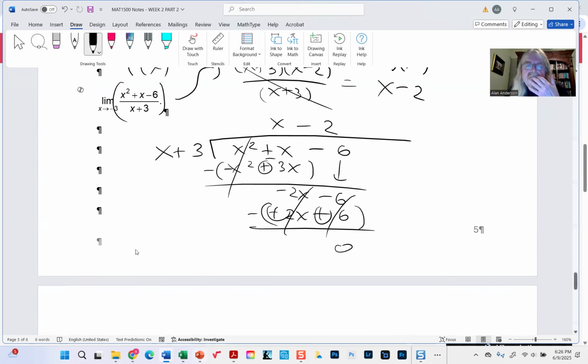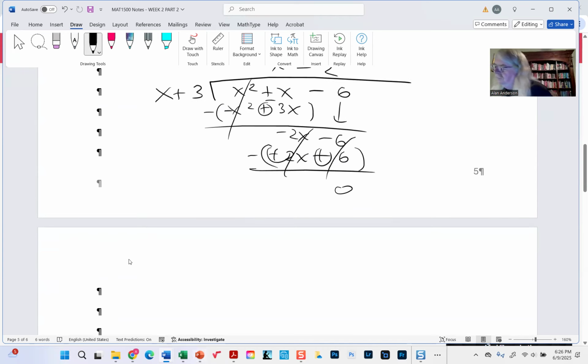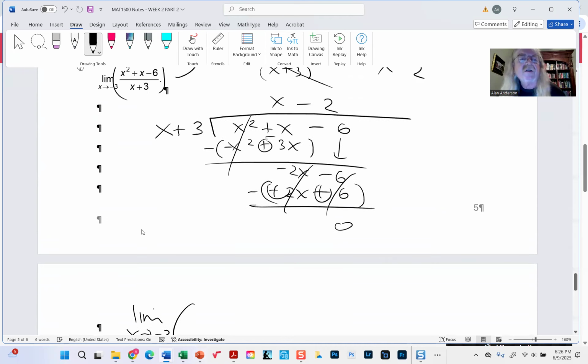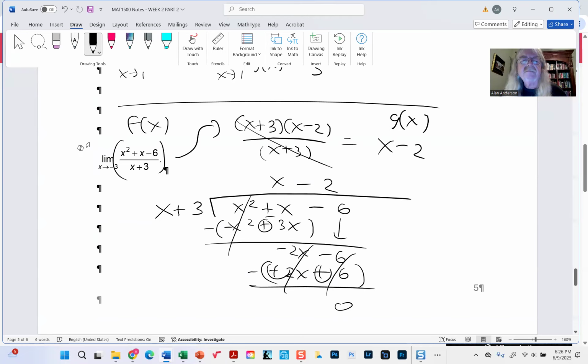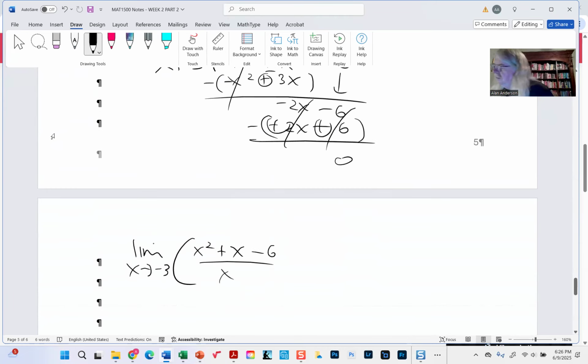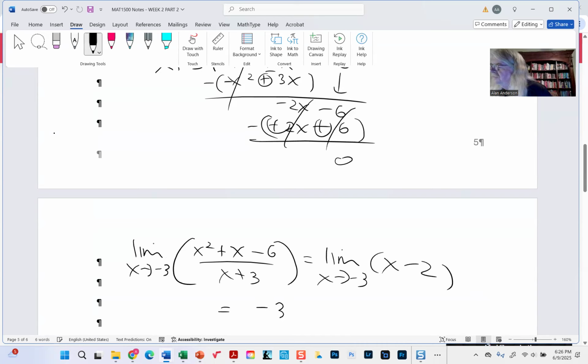So therefore, the limit of the original function, x squared plus x minus 6 over x plus 3, must be equal to the limit as x approaches -3 of x minus 2. And we ultimately end up with -5.